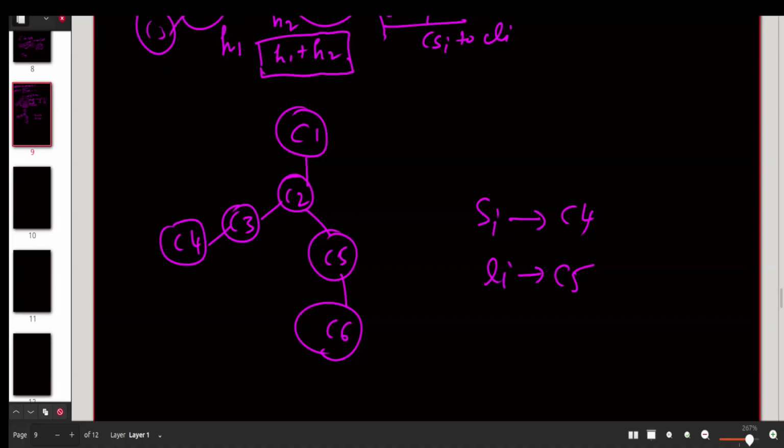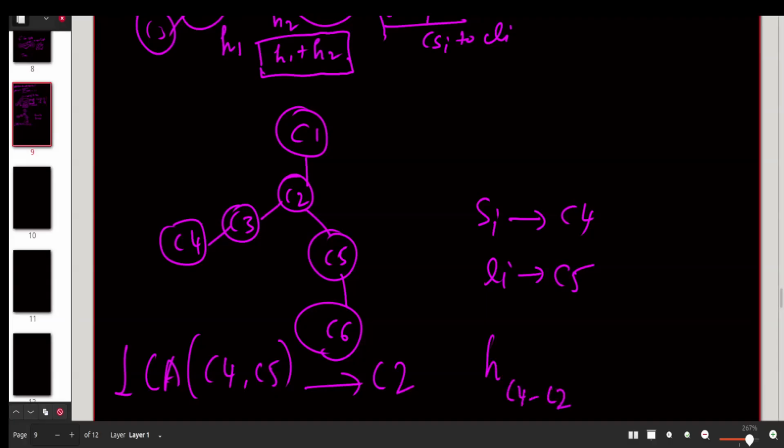So, how do you find out the path or number of edges that you have to pass in order to reach C5? You find the least common ancestor for C4 and C5, which is C2. With respect to C2, find the height of C4 plus height or depth of C5. In this case, it is 2 plus 1. So these three are the important roads for merchant I.